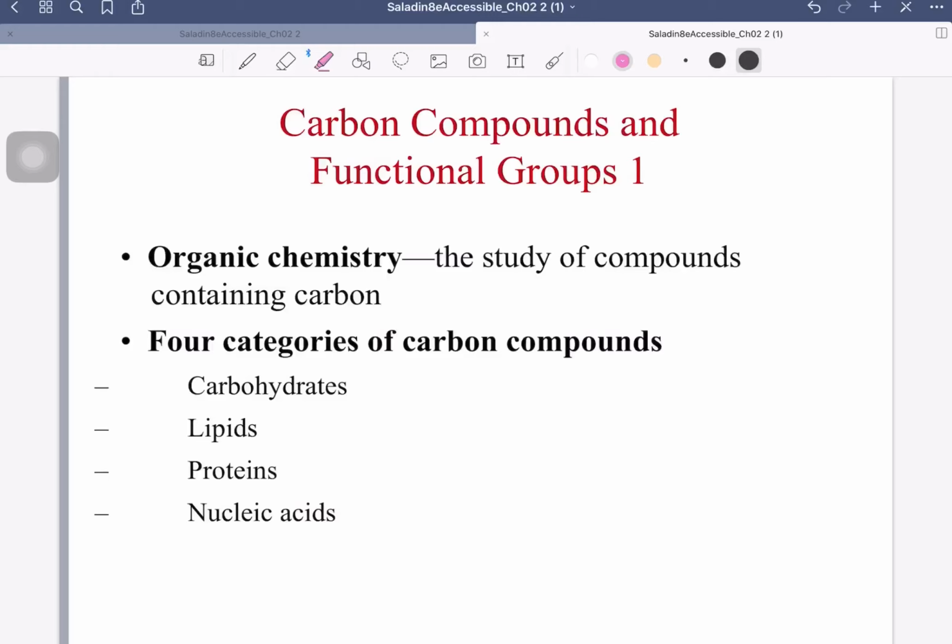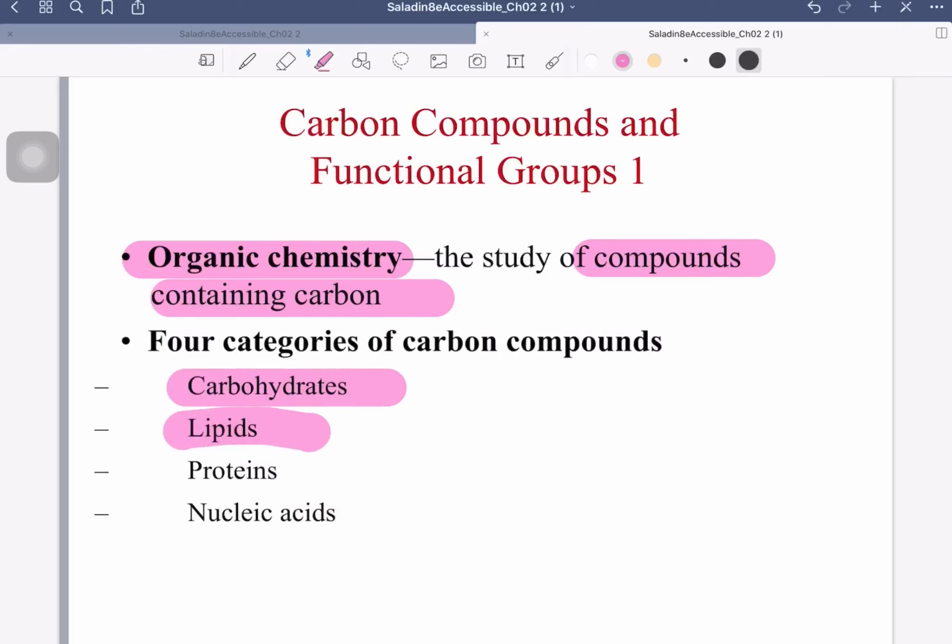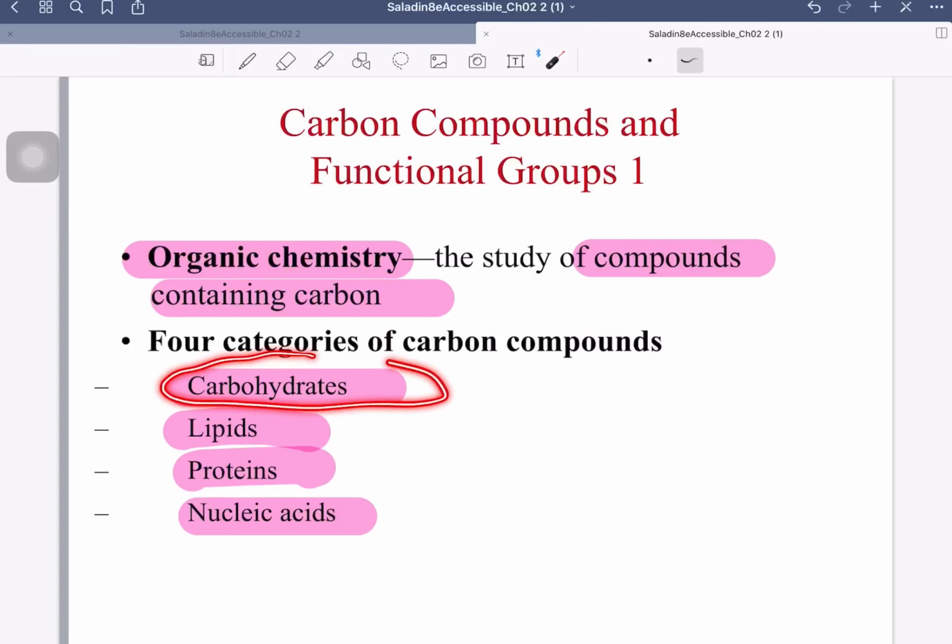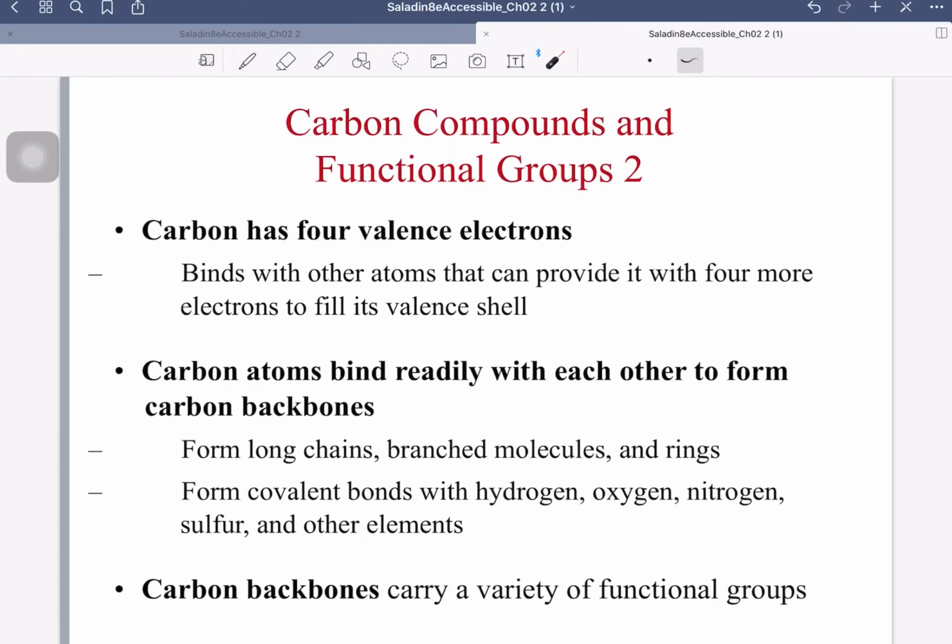But before we get going, let's talk a bit about organic chemistry. It's the study of components containing carbon. That's one definition, and it's workable for us. Now, there are four categories that everything falls into. You're either a carbohydrate, a lipid, a protein, or a nucleic acid. And in this current video, we'll be looking at basically carbohydrates.